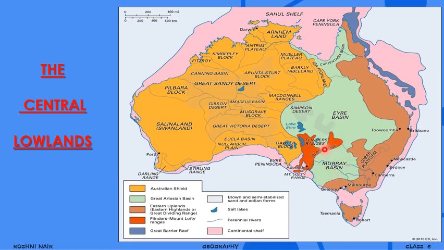This is River Darling, Lake Eyre, as I had mentioned before. There are a few rivers and lakes which we are going to mark in our map work also. So let me just repeat myself. This color shows the Eastern Highlands here, and as we had read, one side is steep and one side is comparatively gentle towards the central lowlands.